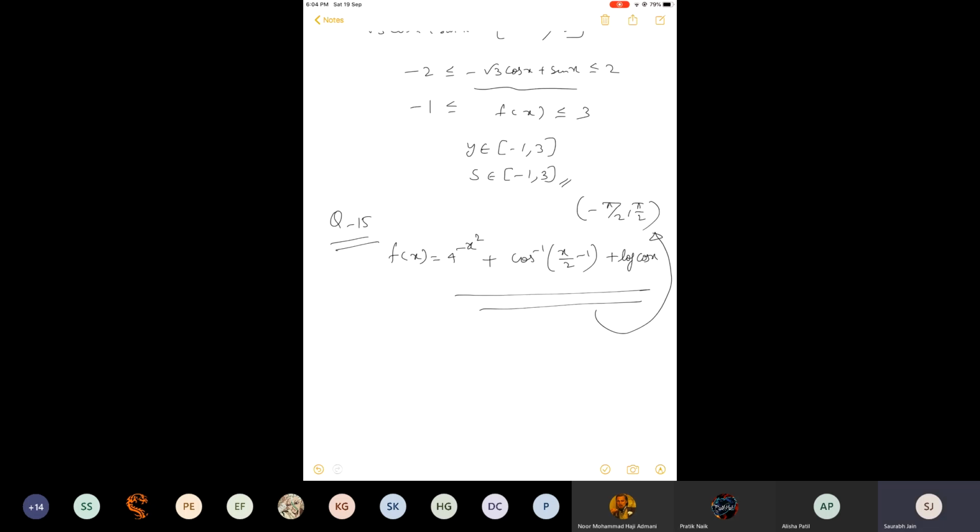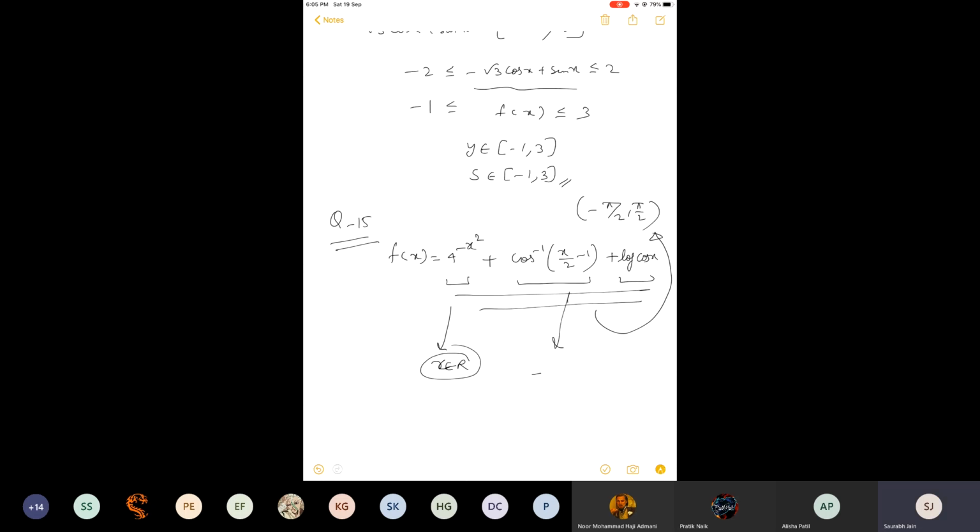To find the domain of this whole function, we will have to find the domain of the first one and the second one and the third one. Then we will take their intersection, and from that intersection we will consider only that part which is contained in minus pi by 2 to pi by 2. So first part, the domain will be R. Why? It is an exponential function. It is defined everywhere. Put whatever x you want to, no problem.